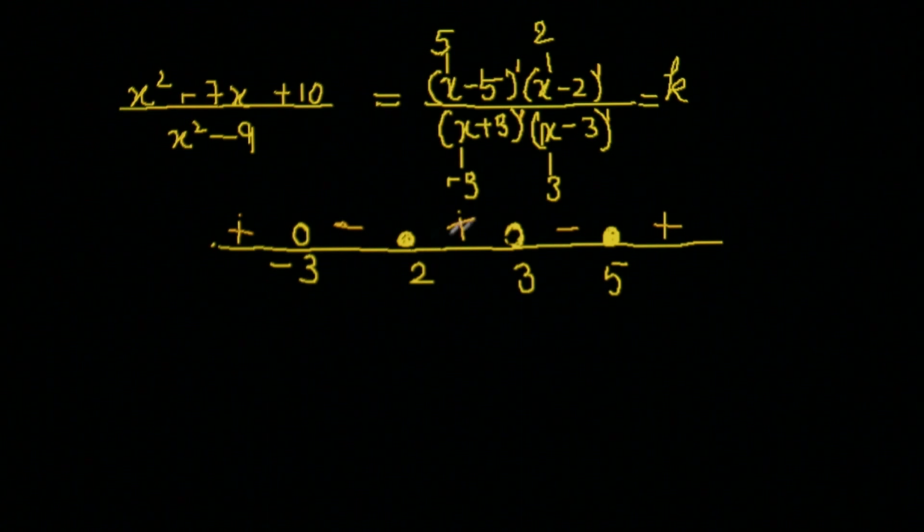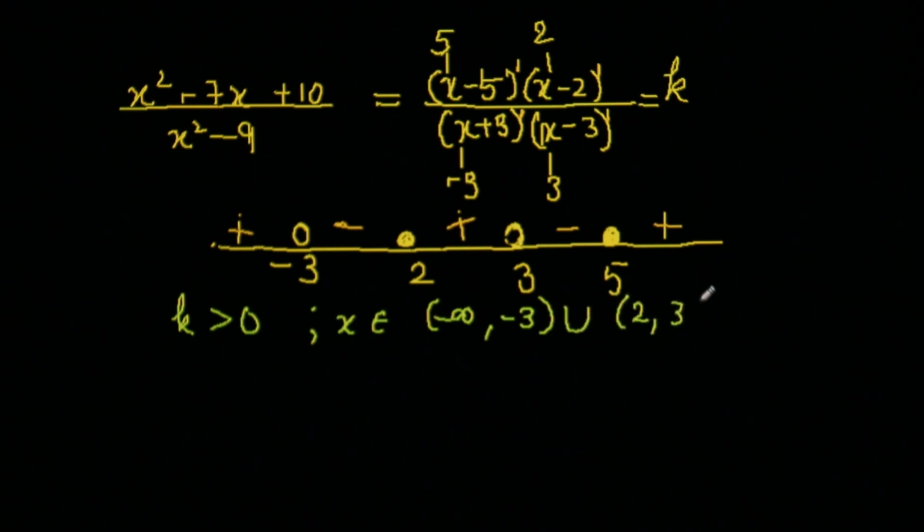So the outcome of this whole mess is that k will be greater than 0 whenever x belongs to minus infinity to minus 3 union 2 to 3 union 5 to infinity. These are all the intervals where we had a positive sign, and all that positive sign means is that your answer will be positive when you use these values as x.